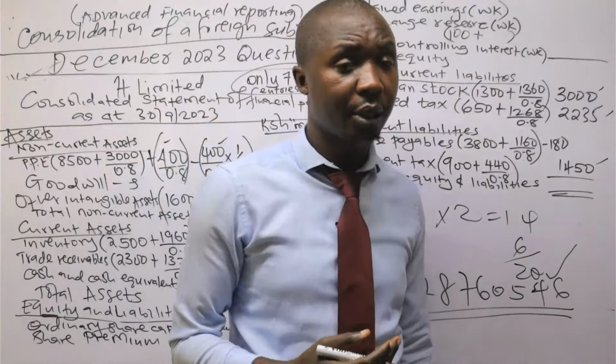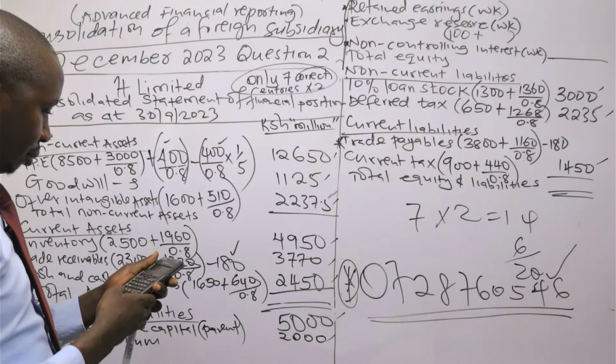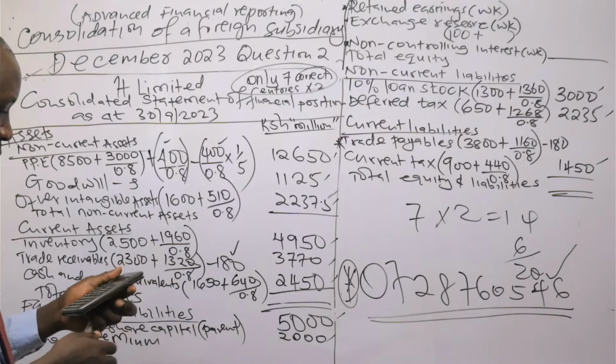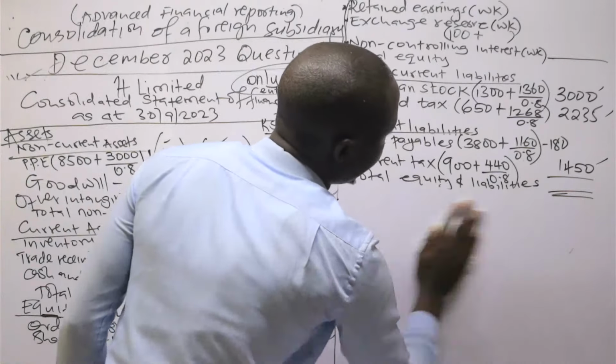For the assets there is nothing missing. So the total assets is 27,182.5. Once we do the other workings, we'll be able to get the total equity and liabilities at that value. So let's confirm if we can get that value.